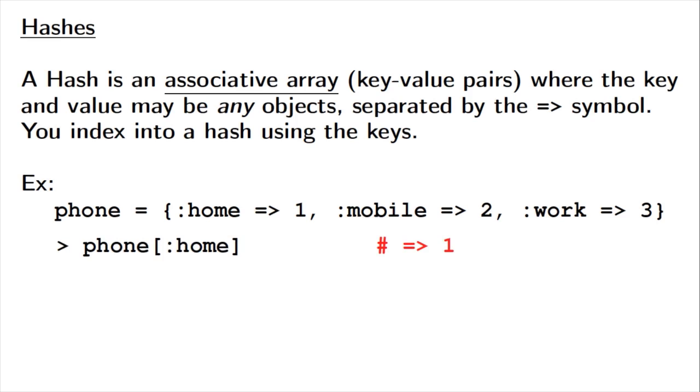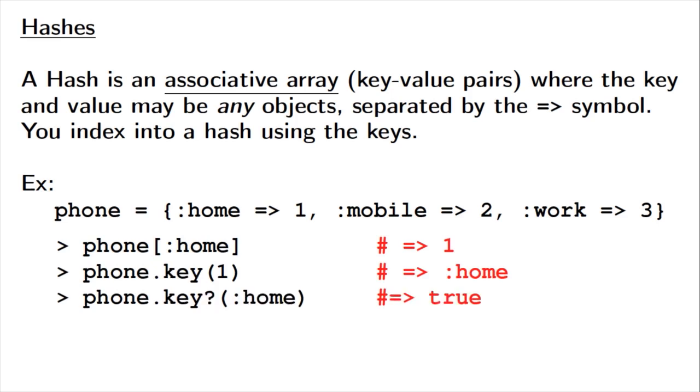This is how you index the hash. The value associated with the key home is returned. In other words, 1 is returned. This returns the key associated with the value 1. This is a query to see if the key home exists in the hash. If it does, then it's true, and so a true value is returned in this case. This is a query to see if the value 1 exists in the hash. It does, so a true value is returned.